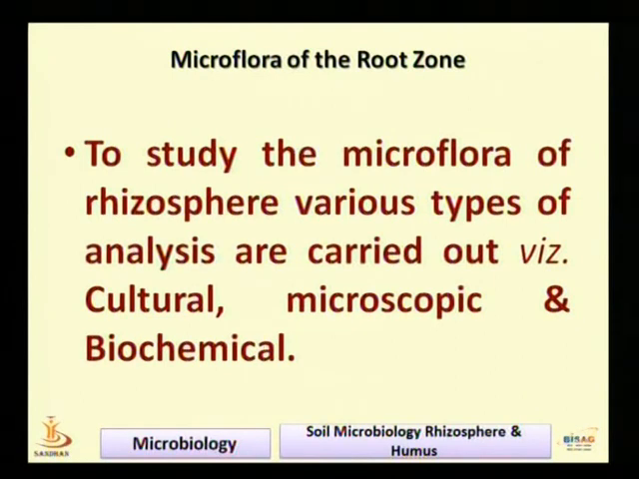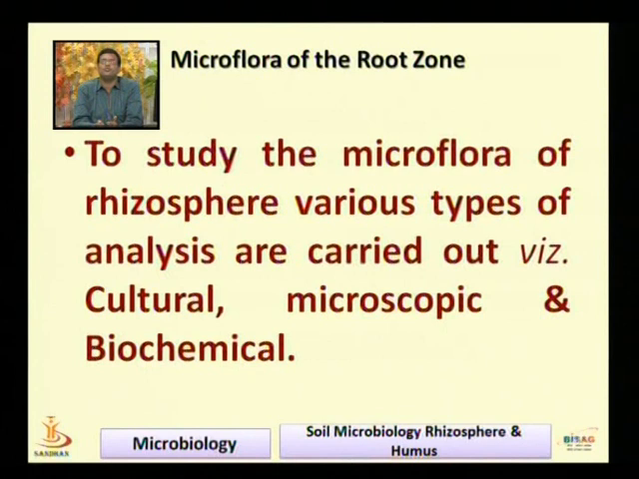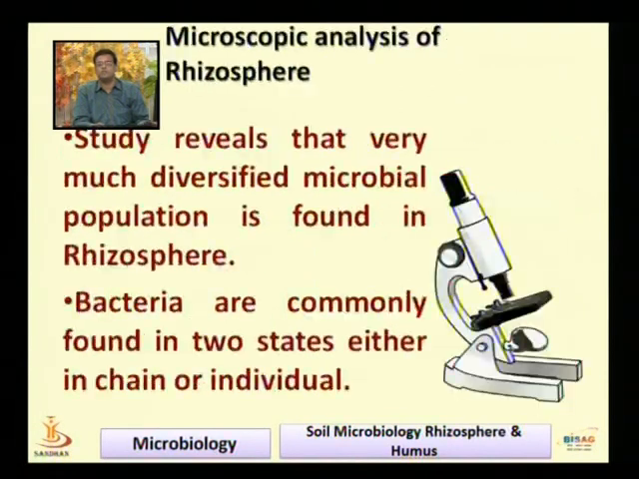Now we will discuss the microflora of the root zone, meaning what kind of microorganisms are found in this root area. If you want to study the microflora of the root zone, then we have three specific types of techniques: cultural techniques, microscopic techniques, and lastly biochemical techniques. These techniques are useful to study both qualitative as well as quantitative aspects of the microflora of the root zone, meaning how many types of microorganisms there are, as well as how many microorganisms there are. So both are covered under this heading, microflora of the root zone.